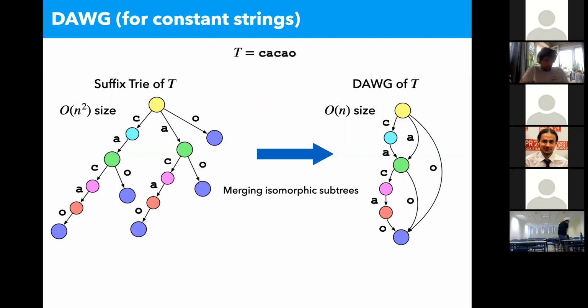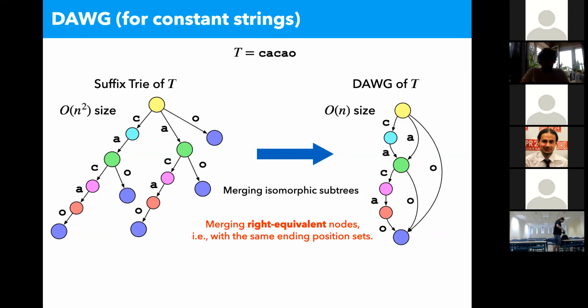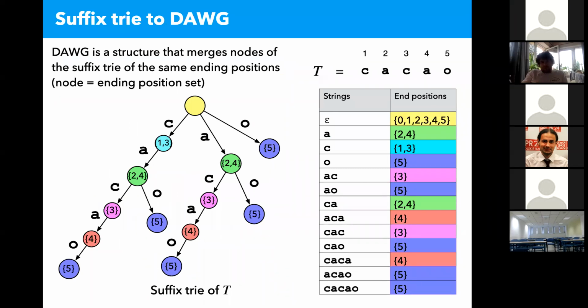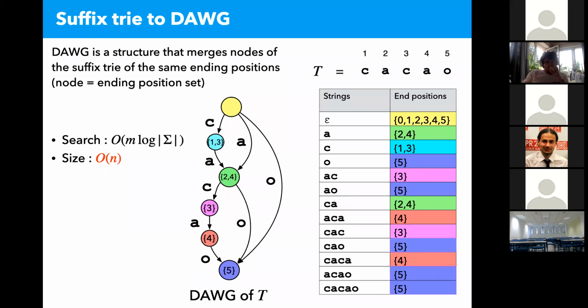This process can be rephrased in another way. We merge nodes which represent right equivalent strings. That is, they have the same ending position set. For example, in this text, CACAO, A and CA end at positions 2 and 4. So they are right equivalent. But ACA ends at position 4 only. So ACA and CA are not right equivalent. So by merging nodes with the same ending position set, we get the DAWG. This is another explanation of how to obtain the DAWG.